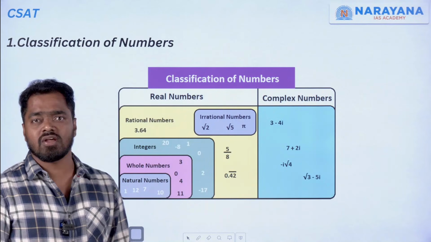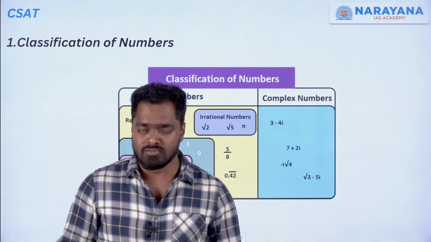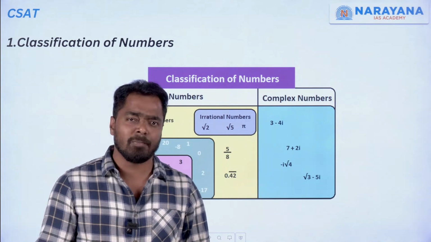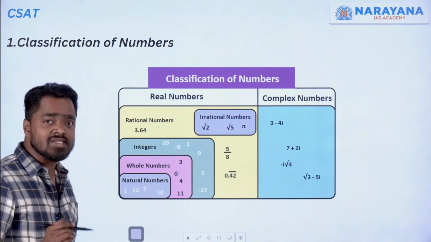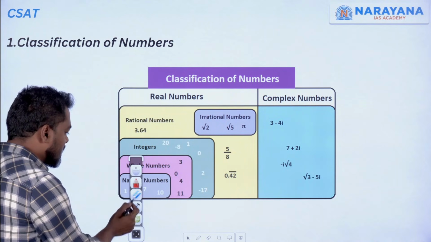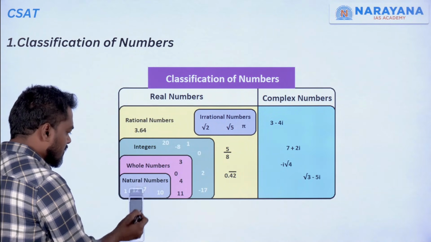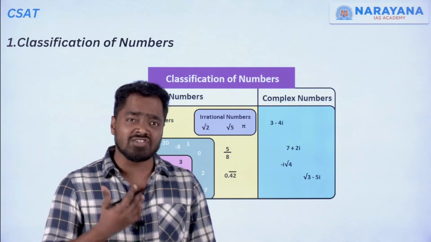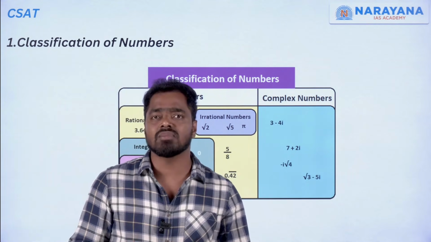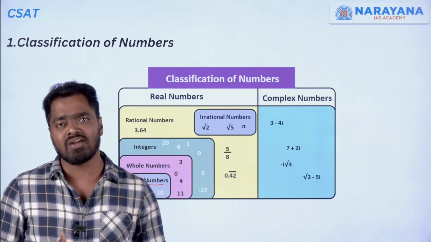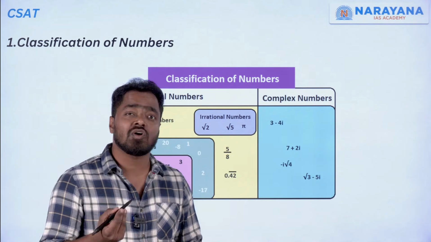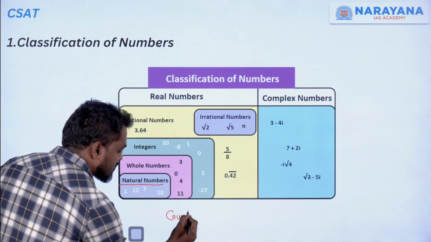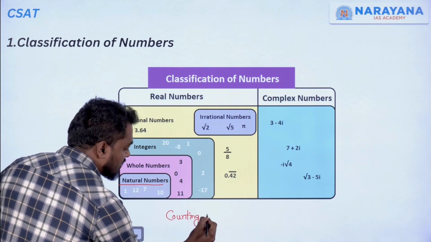So the first one, if you see, is the classification of numbers. We will see these numbers can be classified into many types. The first and most important one is the natural numbers. So what are natural numbers? Natural numbers are the normal numbers that we use in our everyday life to count things. So these are also called counting numbers.